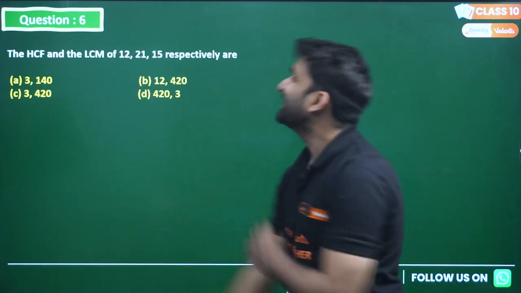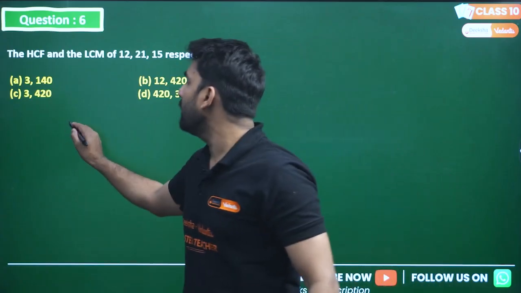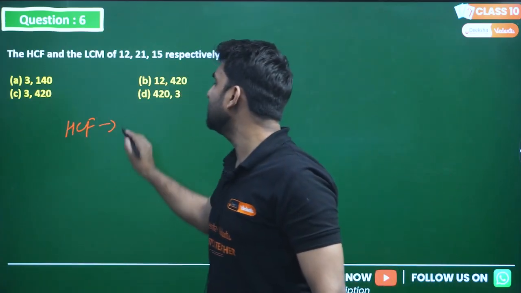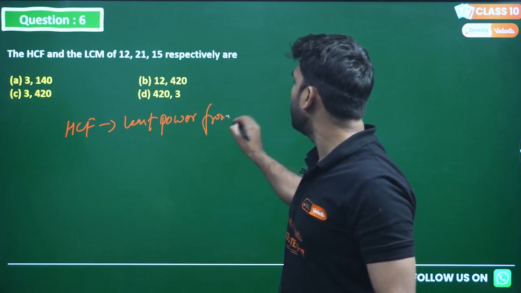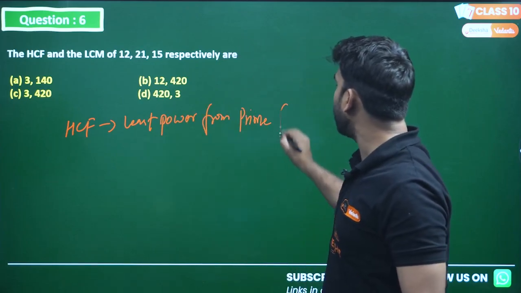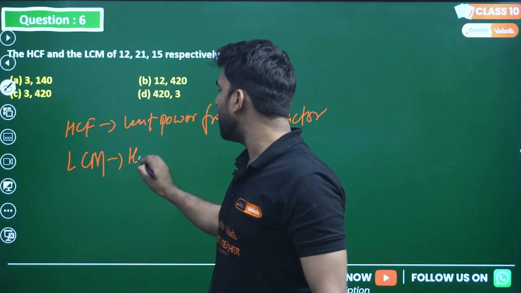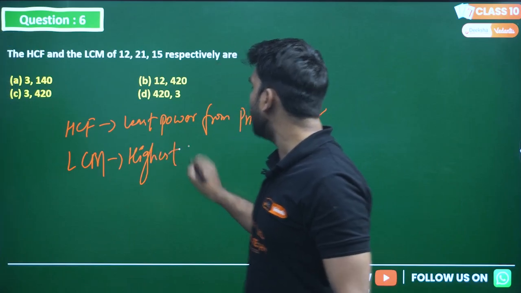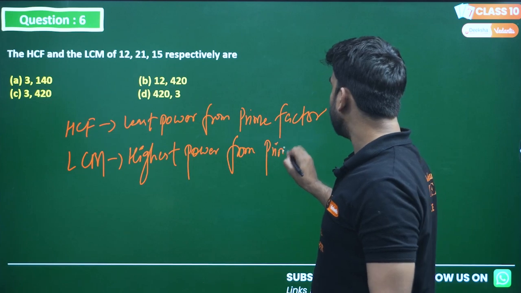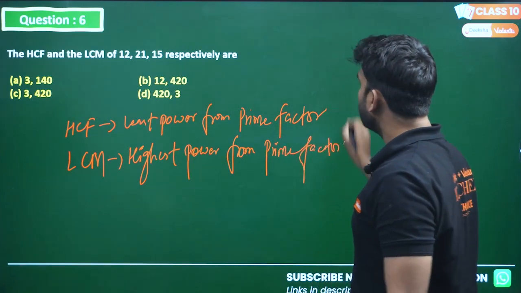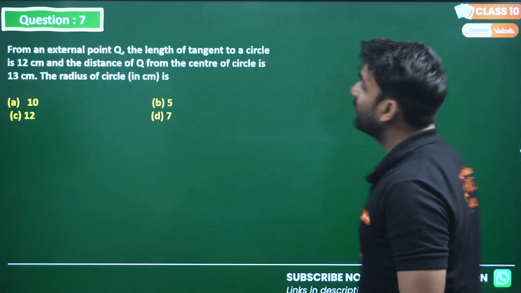Question number 56. The HCF and LCM of 12, 21, 15 respectively. Come on, my dear. We all know we can find out HCF by taking the least power from the prime factors of the numbers. And if I talk about LCM, so the highest power from prime factors will be taken. Go and take the prime factors of these, and by using this concept you can get the result. Question number 57.